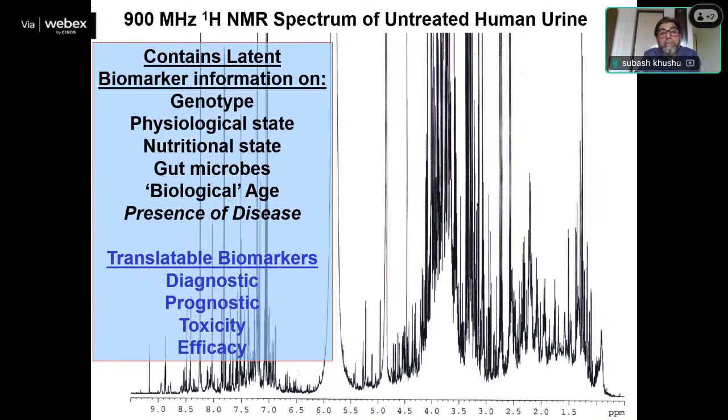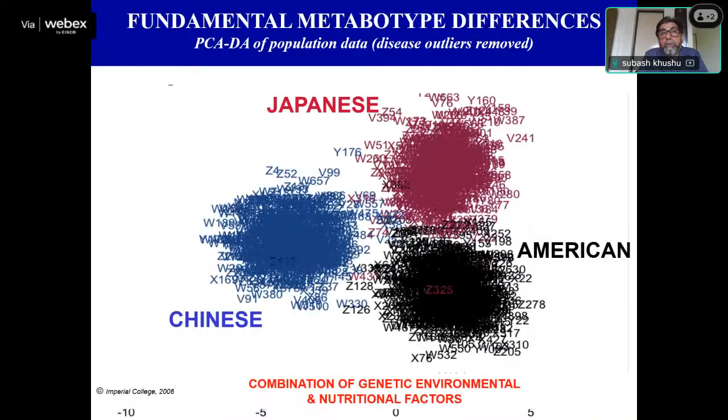This spectra can give you all this biomarker information, and then you can also have translatable biomarkers on diagnostic, prognostic, toxicity and efficacy. And you will be surprised. There's a study where they have taken random urine samples from hundreds of volunteers, and when they subjected them to NMR spectroscopy and chemometric methods, they could separate out these populations, Japanese, American, Chinese, just on the basis of their urine sample.